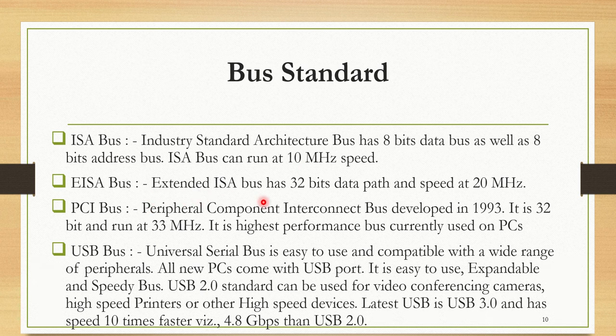Subsequently, 32-bit data buses came. They are called EISA bus, extended industry standard architecture. The 32-bit data path and 32-bit address bus was there. It was available in the market for a short period. Subsequently, that technology changed, and PCI buses came. The PCI bus is a very high performance architecture. PCI means peripheral component interconnect.